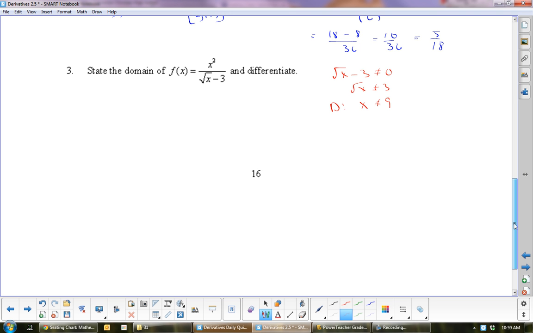Is that our entire domain? And x has to be greater or equal to 0.